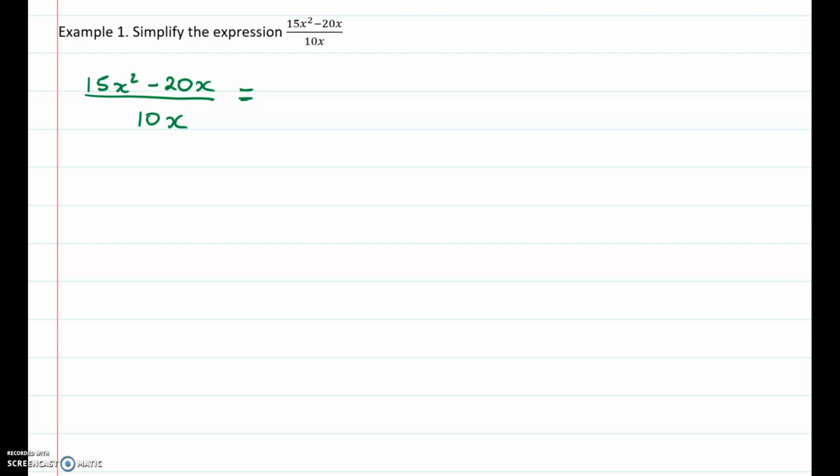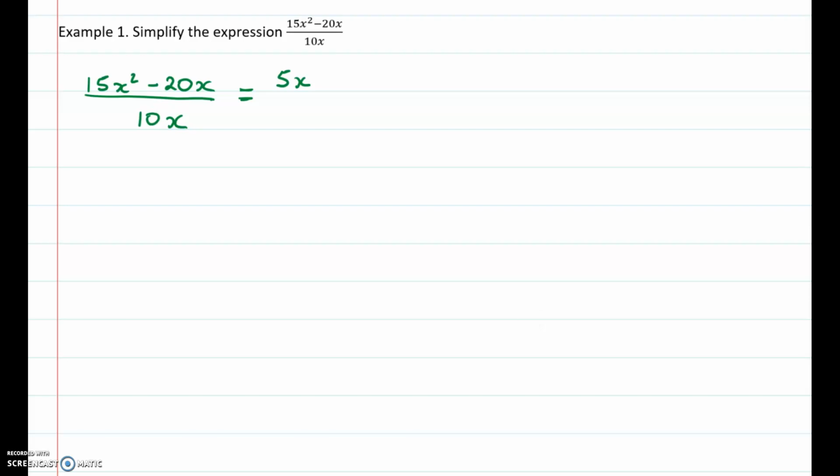Now if you have 15x squared minus 20x, the GCF there's a number that divides evenly into 15 and 20, and that's 5. 5 divides evenly into 15 and 20, so let's write down the 5. You also have an x in both parts. You have an x in the 15x squared, and you have an x in the negative 20x. So since the x is in both places, you can write the x down here as well. So that's the 5x. That's going to be the GCF.